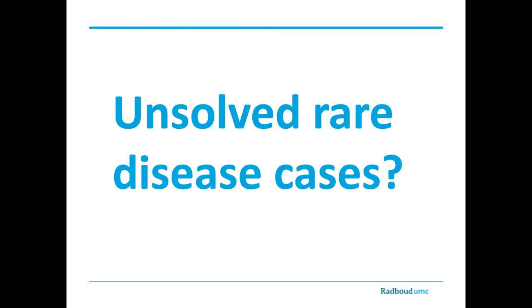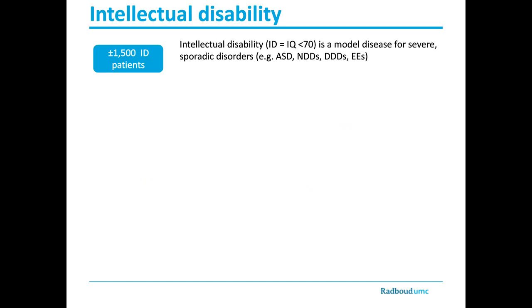Now, having such a new technology in the lab, we also thought it would be very nice to use it to study some unsolved rare disease cases. A model disease we're using a lot in our institute is intellectual disability, or in particular, severe intellectual disability. If you're not working on that disease or may not have a particular interest in that, you may equally well consider this as a very good model disease for other severe sporadic disorders. Just to name some, like autism spectrum disorder, severe forms of epilepsy, or other neurodevelopmental disorders.